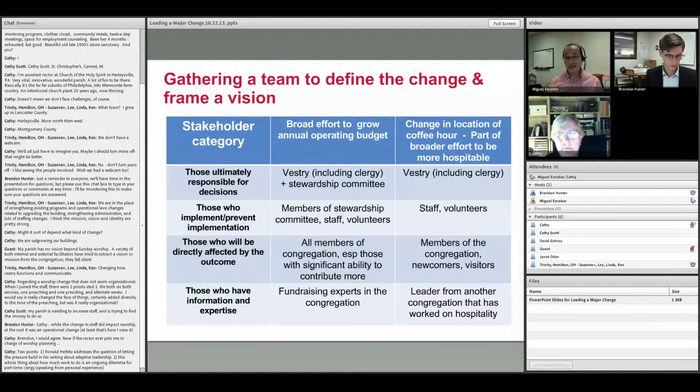Oftentimes you will want to have a way of communicating a major decision and getting feedback from the wider congregation, whether it's a forum or just coffee hour conversations. And then those who have information and expertise. So just a few notes on this chart.